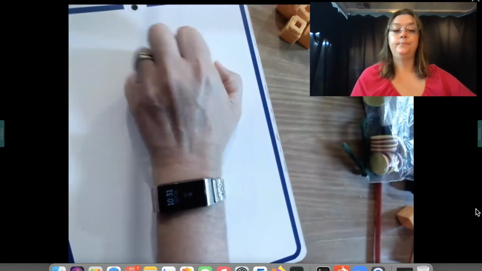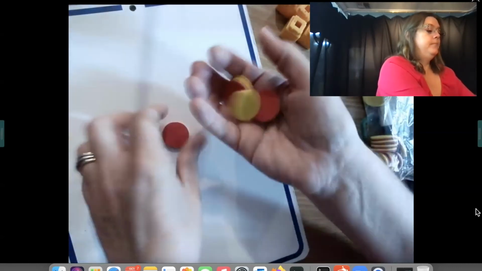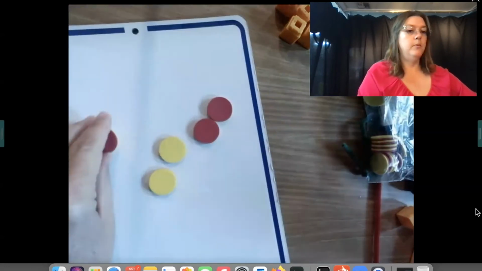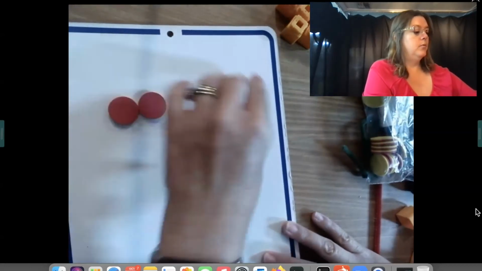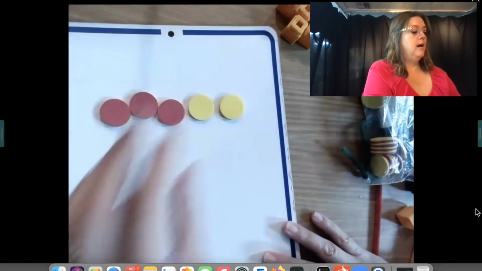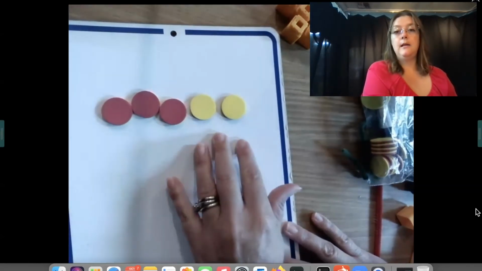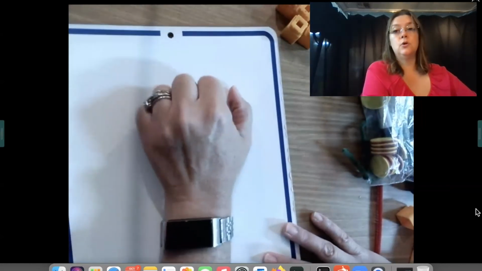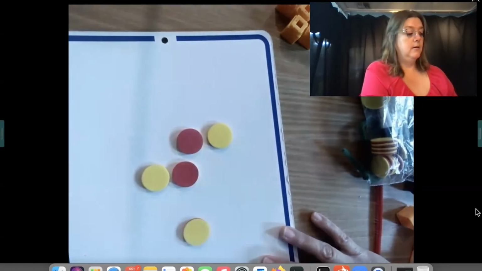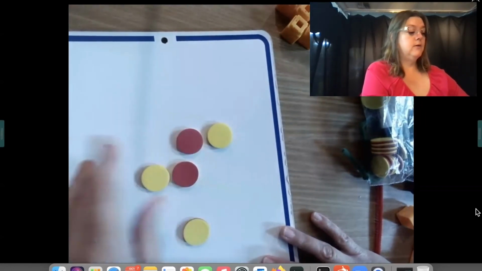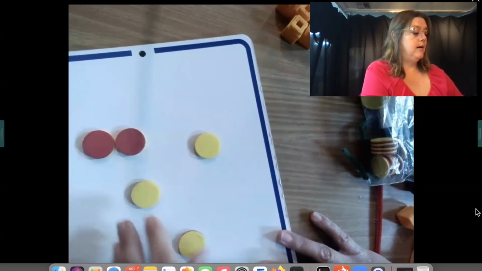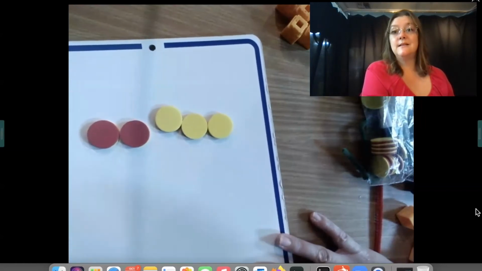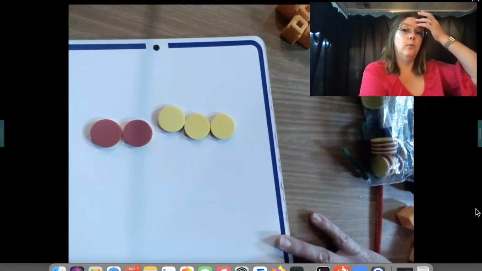I'll do it again. So I'm going to pick them up, shake them up, drop them out. Now, organize them. So I'm going to start with my 4, my red, pull them over, organize my yellow. I have 3 red and 2 yellow. That makes 5. Now, the big thing is when you can drop them again and say, how many do you have? And they can say, oh, I still have 5, but now I have 2 red and 3 yellow. And they understand that number is consistent because I haven't added anything or taken anything away.